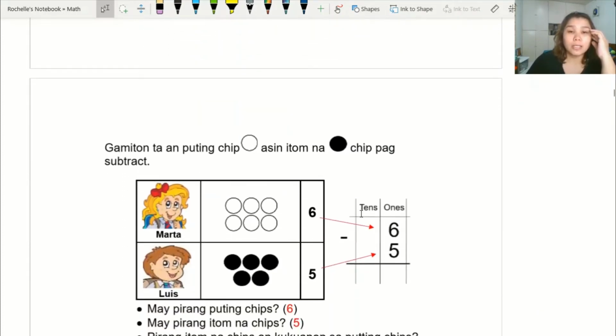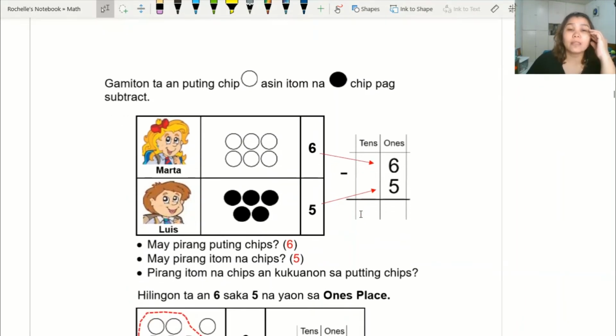Okay, so let's now use the black and the white chips. Gamitan natin ng puting chip, as in itim na chip pag-subtract. So, in addition, if you can remember, we make use of the white chips. Tapos dinagdagan ng blue chips when we included the tens. This time, aside from the white and the blue, we now have the black chips. The black chips mean these are the taken away. And then the white chips are the total number of objects, original.